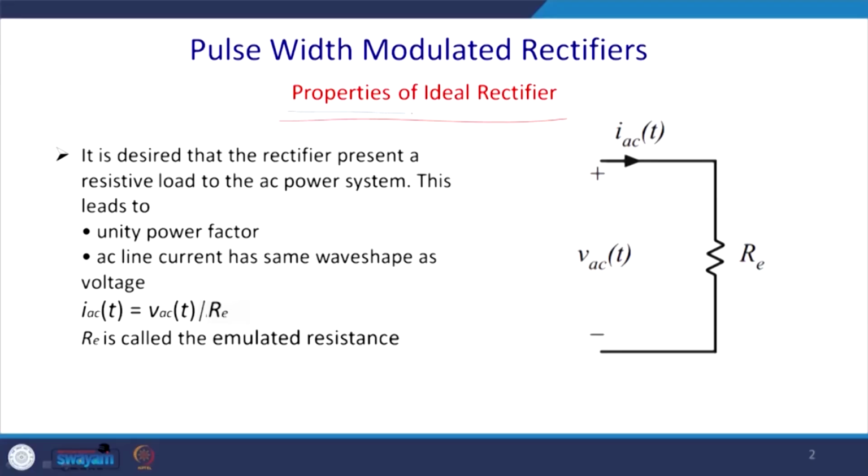So, properties of this ideal rectifier. It is desired that a rectifier presents a resistive load to the AC power system, which leads to unity power factor operation. Another is that the AC line current has the same wave shape as the voltage, since we know that I_AC equals V_AC by R_E, where R_E can be said to be the emulated resistance.